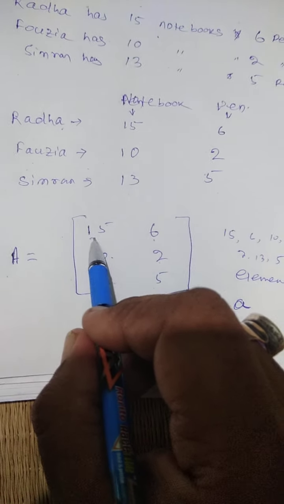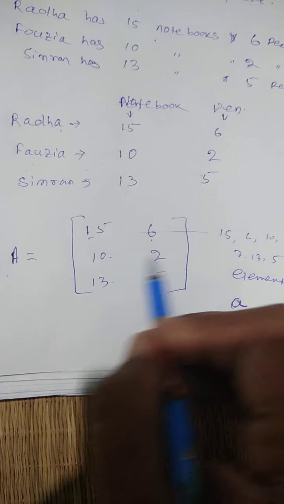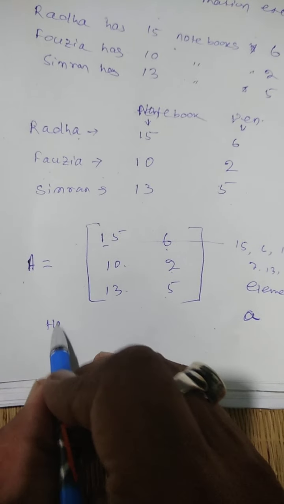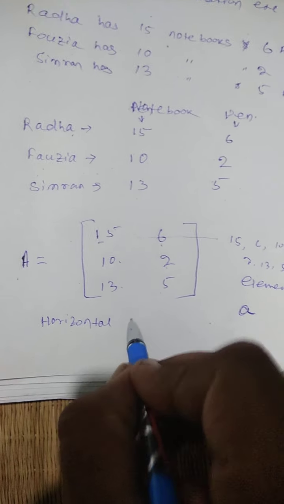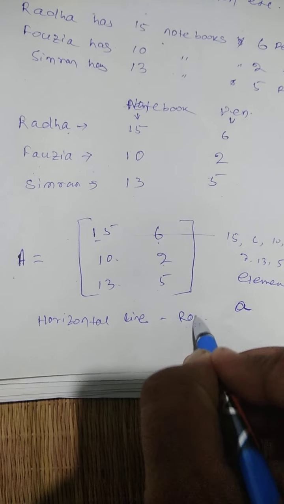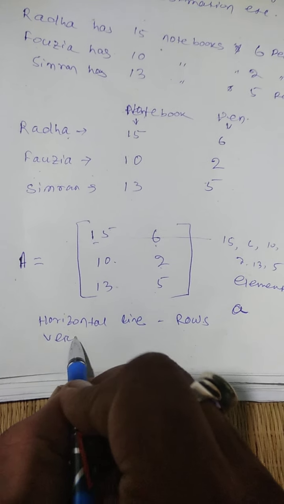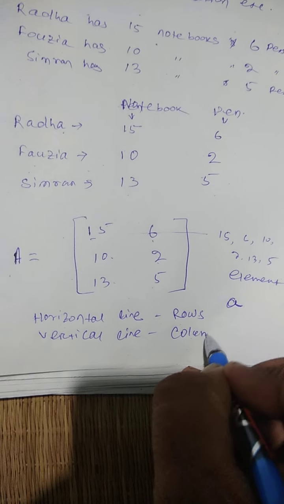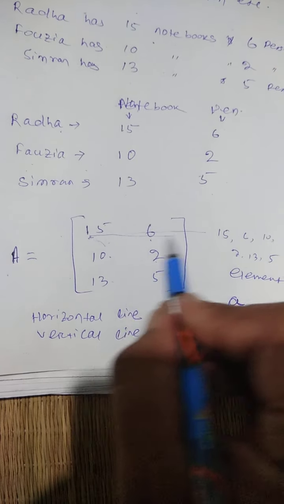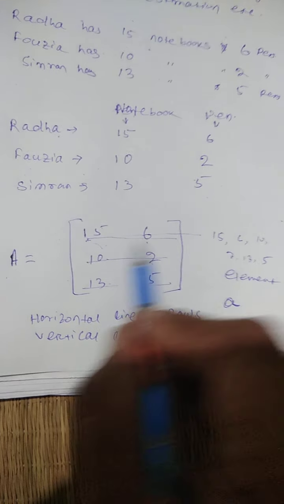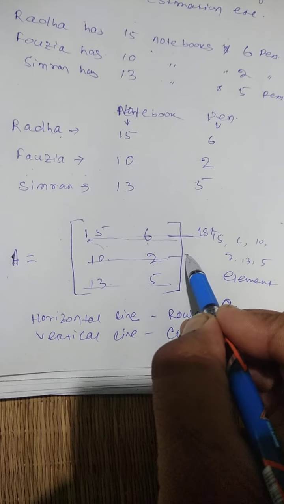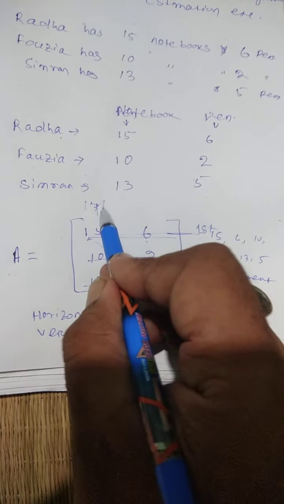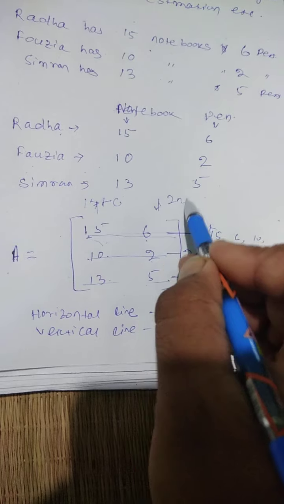Now the horizontal lines are known as rows and the vertical lines are known as columns. Clear? So here 3 rows are there in the matrix. This is the first row, this is the second row, and this is the third row. And 2 columns are there. This is the first column and this is the second column.